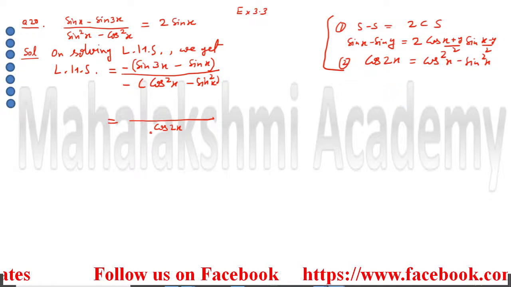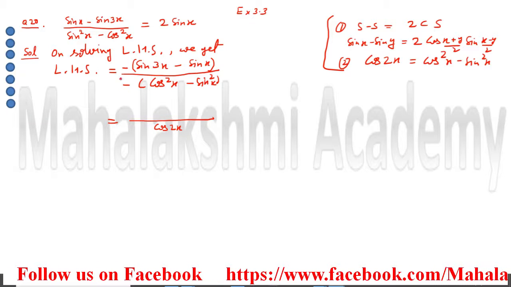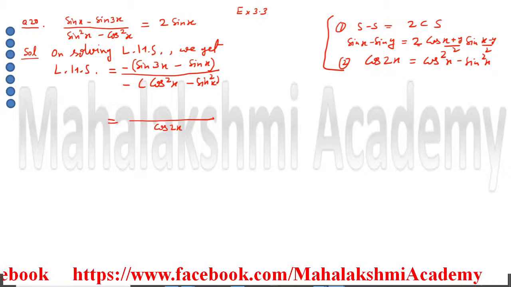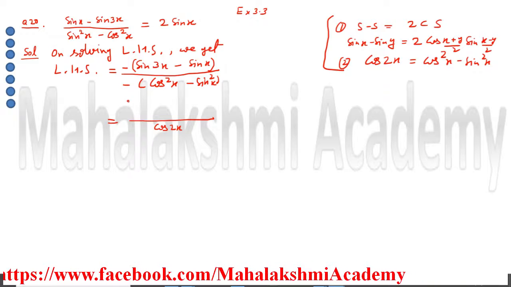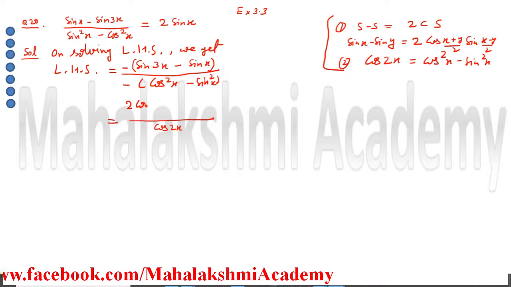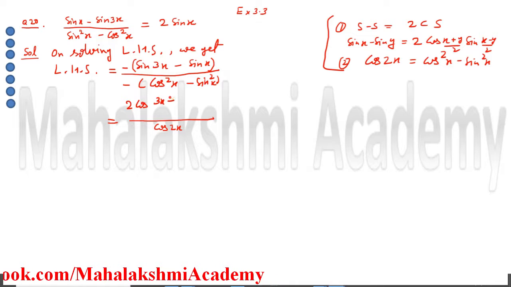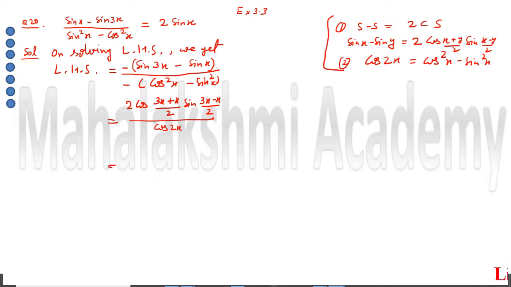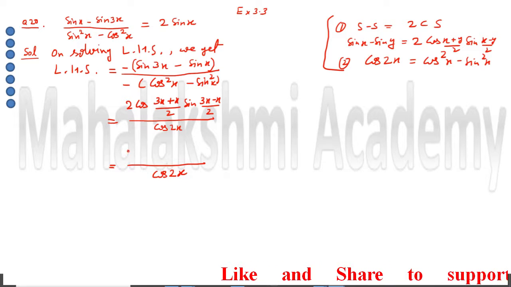So in numerator I already wrote here. As I explained to you, minus and minus is going to cancel each other. So sin minus sin, directly we will write down this formula, that is 2 cos. So we start to write here 2 cos of sum of angles, that is (3x plus x) upon 2, then sin of difference of angles, that is (3x minus x) divided by 2. Now in denominator cos 2x we will write down as it is. This 2 also we will write down as it is.